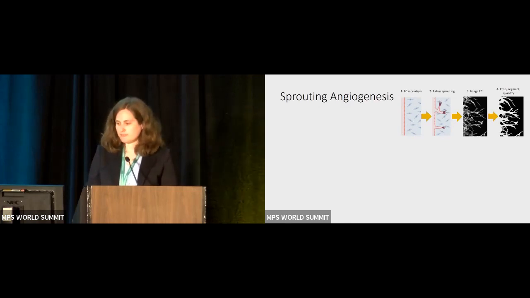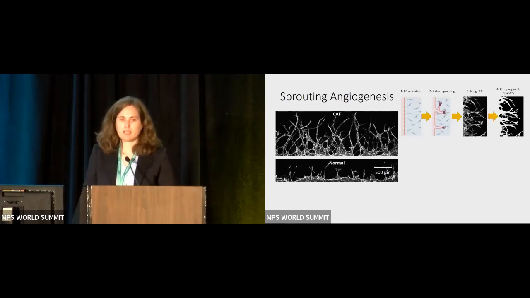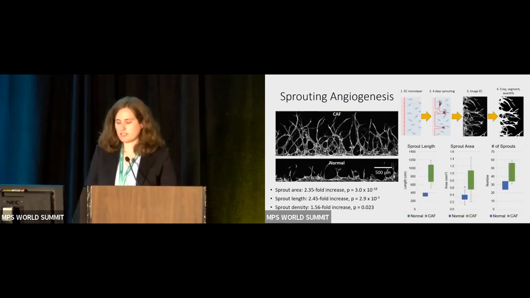of the different conditions. So it's really apparent right off the bat visually that the CAF are promoting much more sprouting than the normal fibroblasts. And so we see longer, more developed, more abundant sprouts in these CAF models than the normal fibroblasts. And when we quantify this, I quantified sprout area, density, and length, and I found significant increases in all three, ranging from about 1.5 to 2.5 fold increases in sprout length, sprout area, and sprout density.